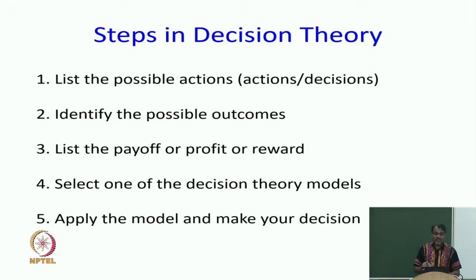Of course, now with each action you identify the possible outcomes and list the payoff, profit or reward, same thing, we can call it in different ways. Cost is the negative of reward. You can list that out. And then based on the knowledge that you have, select one of the decision theory models and apply the model and arrive at the decision. This is how at least you will do it in the machine.